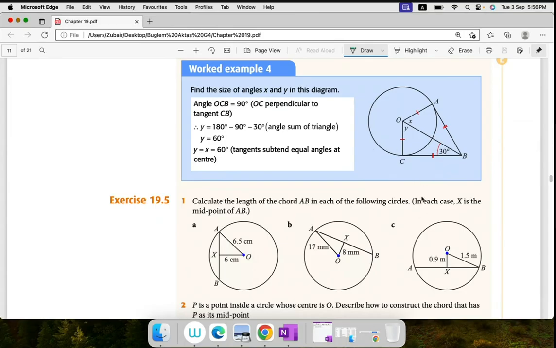X and y needs to be found. 30 is already given, and we know radius and tangent. This is property, this is 90. So 180 minus 90 minus 30 is equal to y, which is 60 degrees. So if y is 60, these two are obviously congruent. This is also 60.